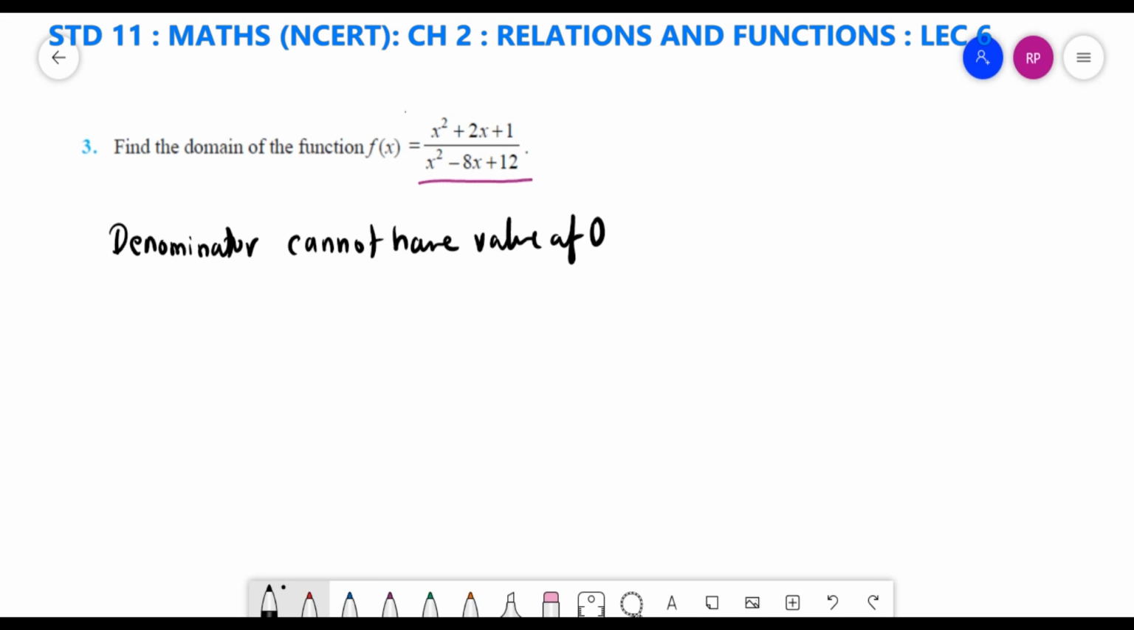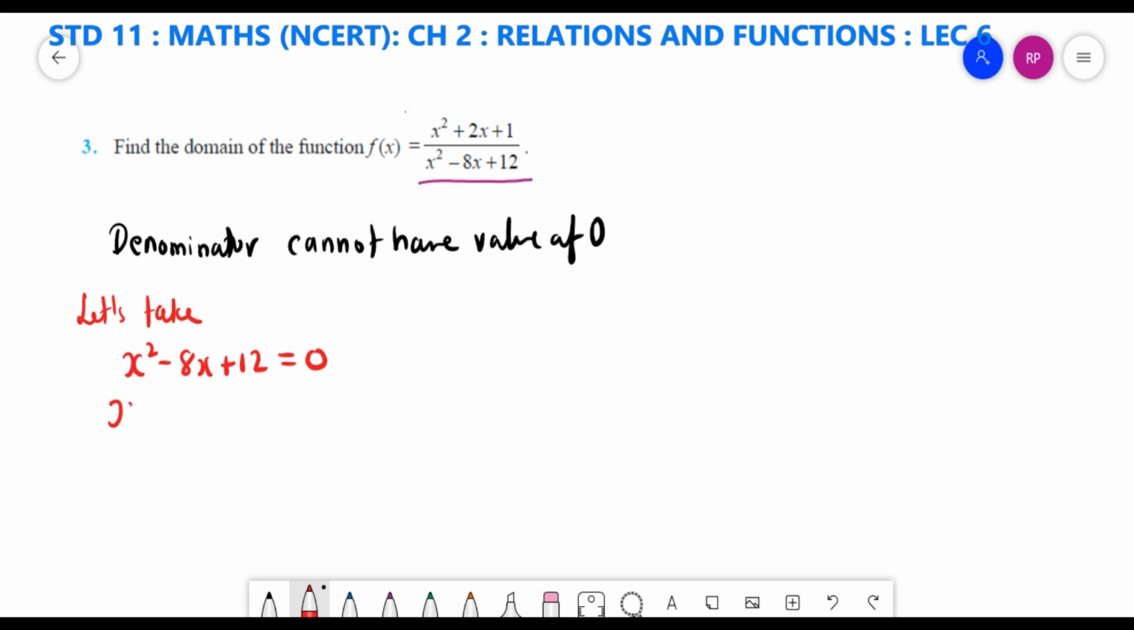Okay, so now see, let's take x² − 8x + 12 = 0. Now the value of x that I will get is the value I cannot take. So now you just have to factorize it. So −8x and 12. You know 6 twos are 12. Minus 6 and minus 2 will give a product of plus 12, and minus 6 minus 2 is minus 8.